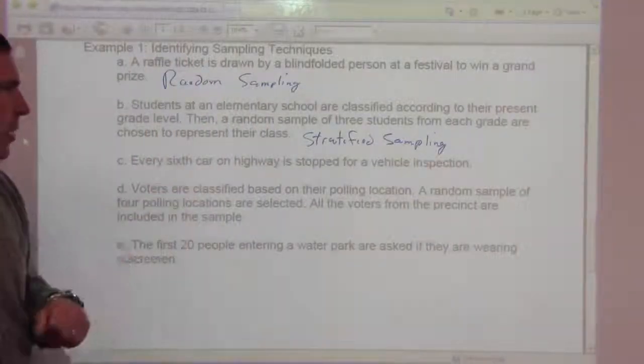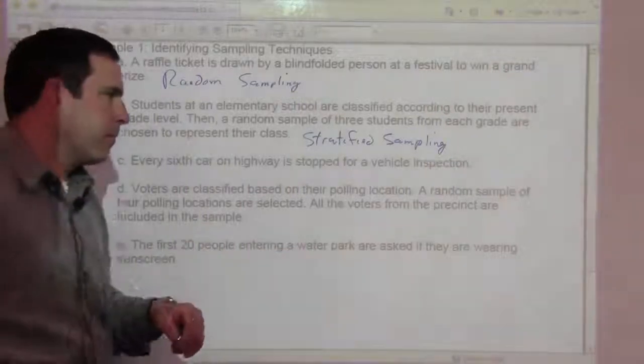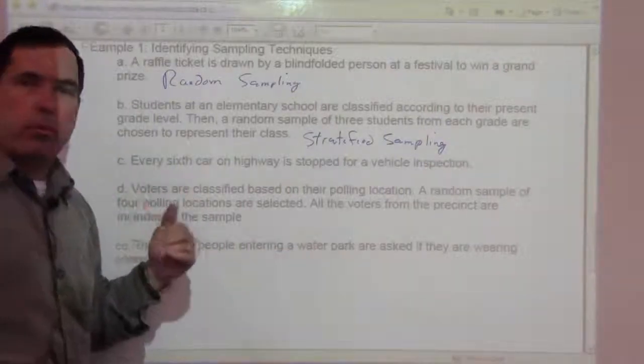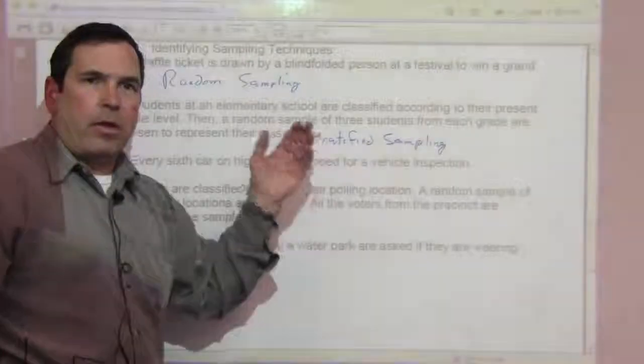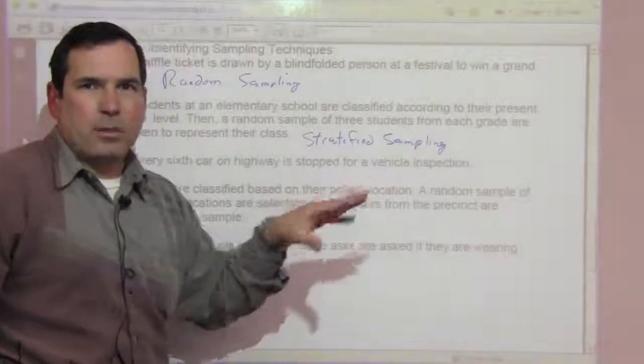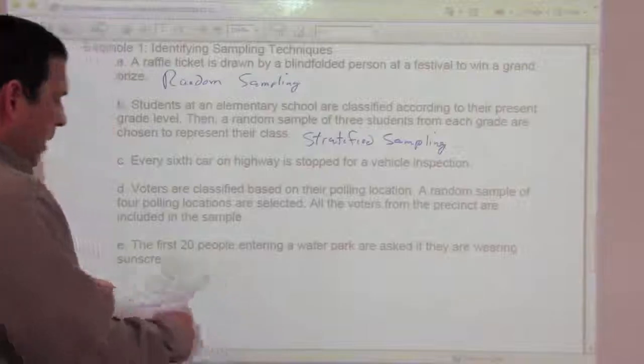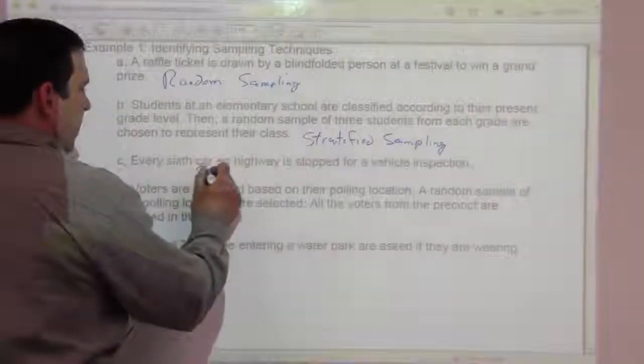Every 6th car on a highway is stopped for vehicle inspection. Or probably more current would be every 3rd person is stopped to go through the special scanner at the airport. That would be systematic.